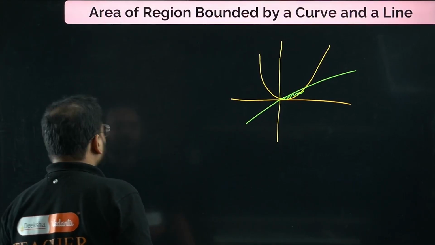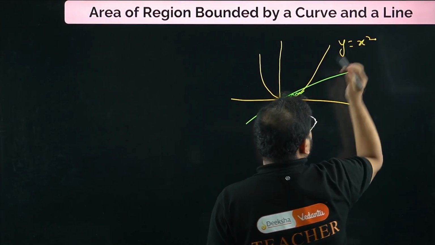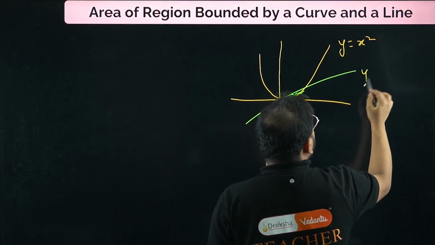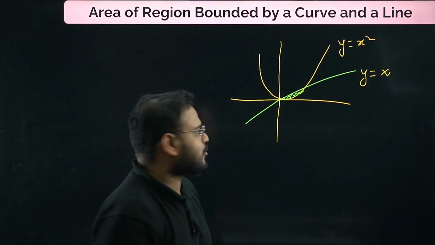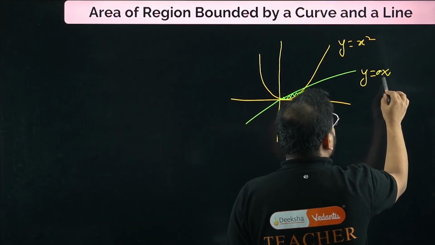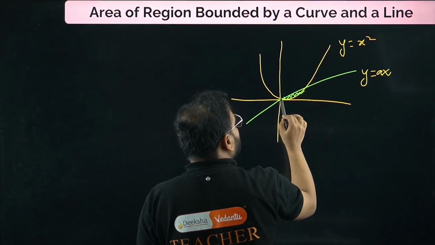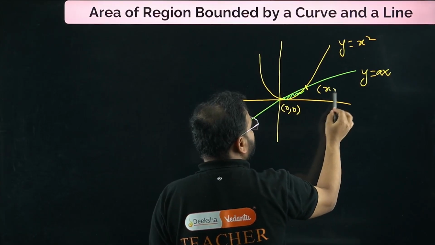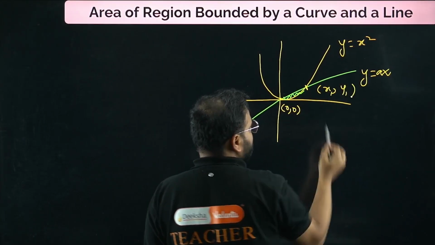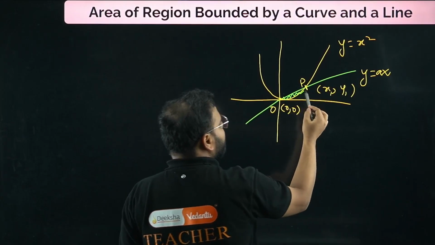You'll have the equations, right? For example, for this you have y equals x squared as the equation, and for the line you have y equals x, or y equals ax, as the equation. What are you going to do? Solve these two equations to get these two points. What is this point? First of all, 0, 0, the origin. The other point you have to find by solving; let's say it's x1, y1. This is the origin, this is P, and point P has coordinates x1, y1.